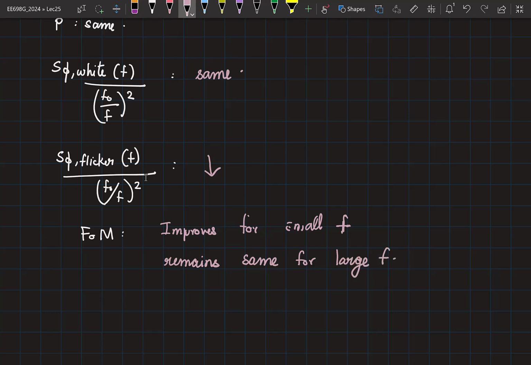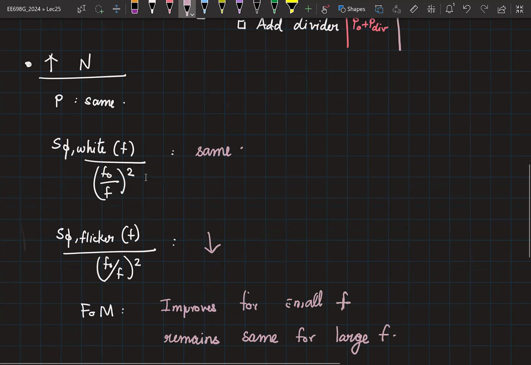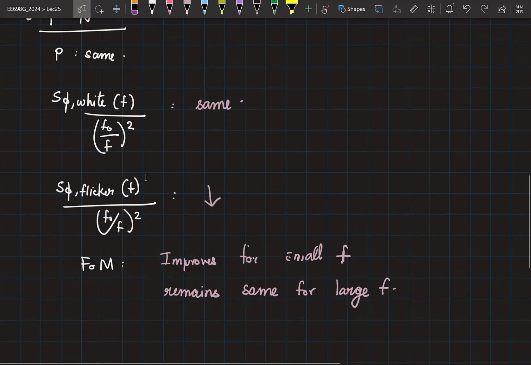This is clear? Then, which one? This is not FOM, right? The FOM expression has power into phase noise. So this term, S5 flicker by F0 by F square, is basically this phase noise by that factor. So you have to multiply this power with the term written here.